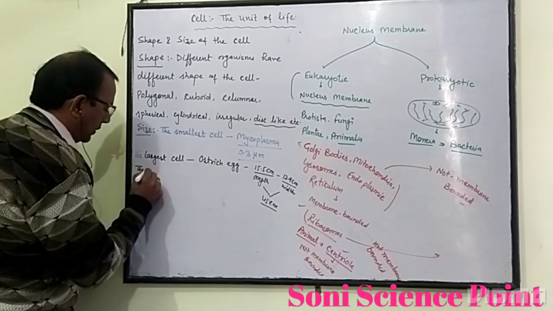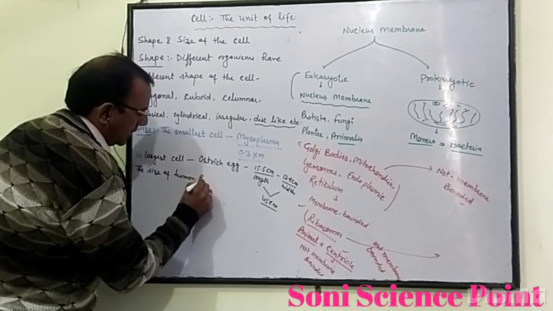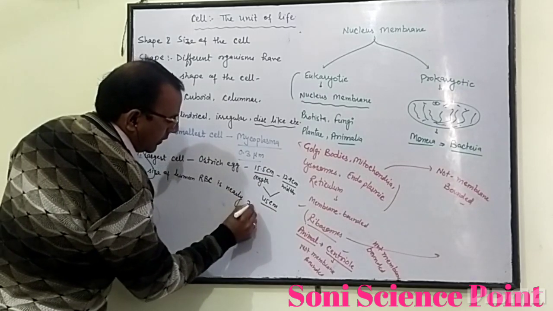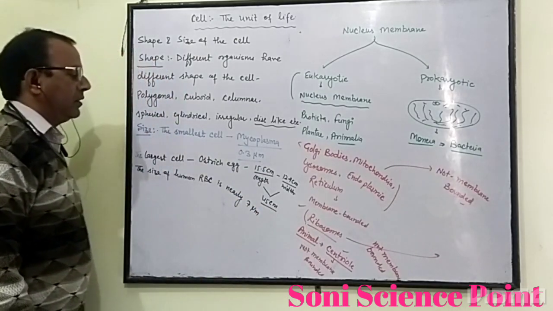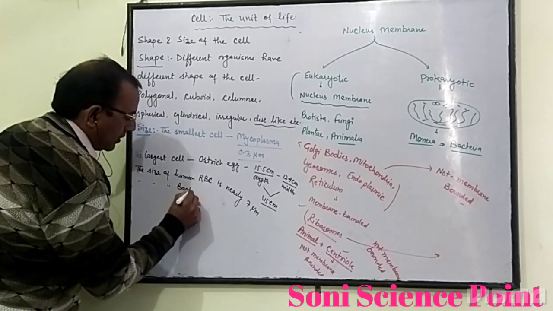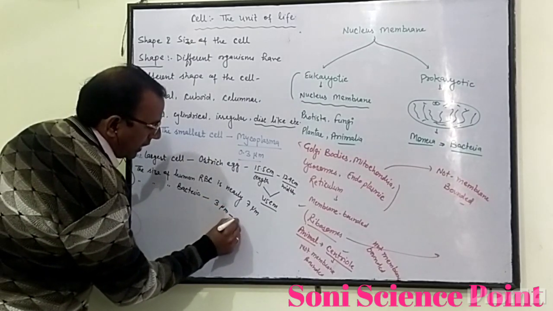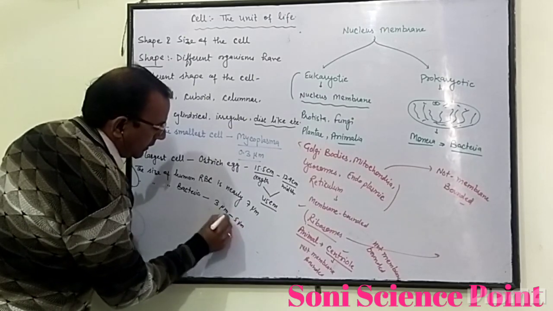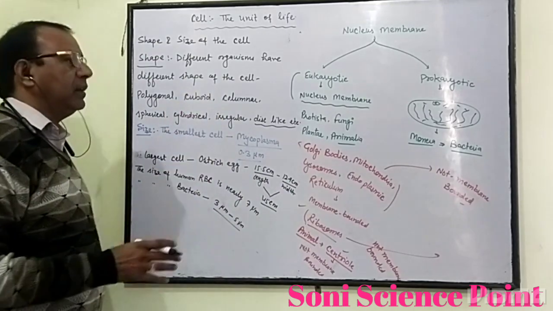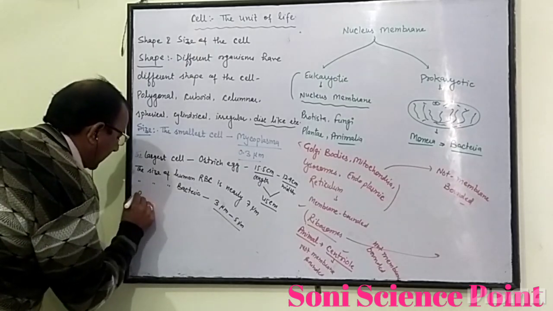The size of human RBC is nearly 7 μm. The size of bacteria is nearly 3 micrometer to 5 micrometer. So we can say that different organisms have different sizes of the cell, different organisms have different shapes of the cell. Clear? Now, what is protoplasm?